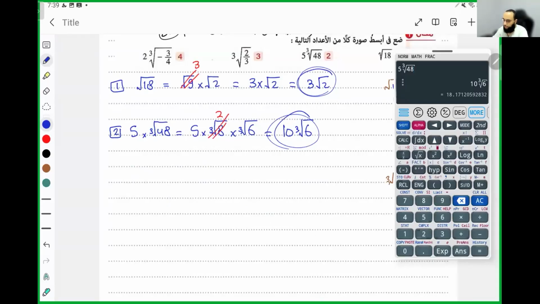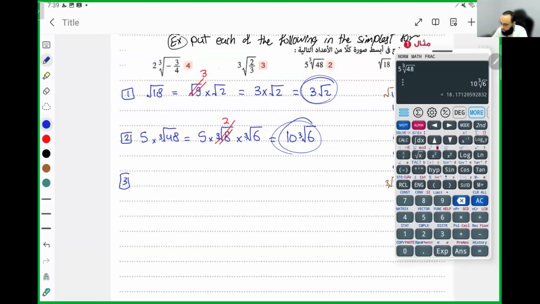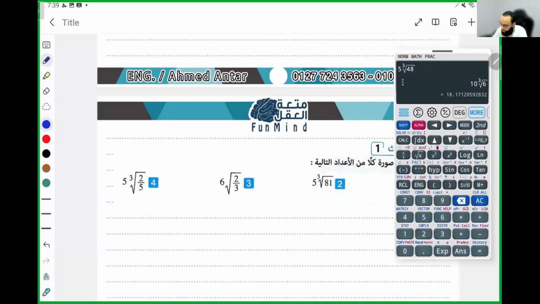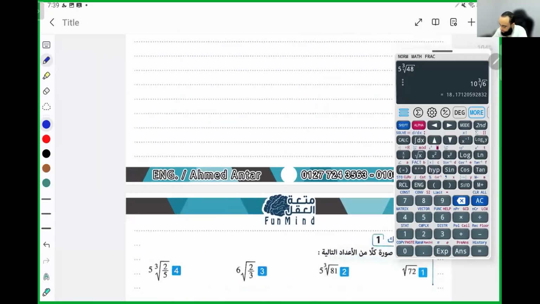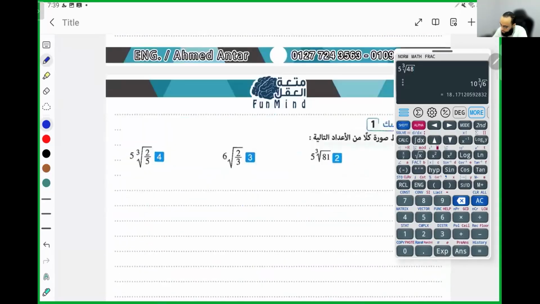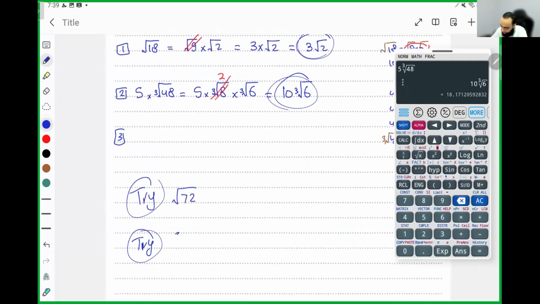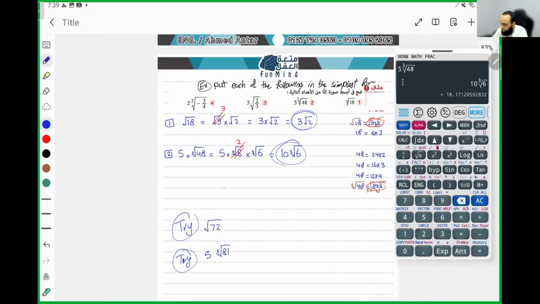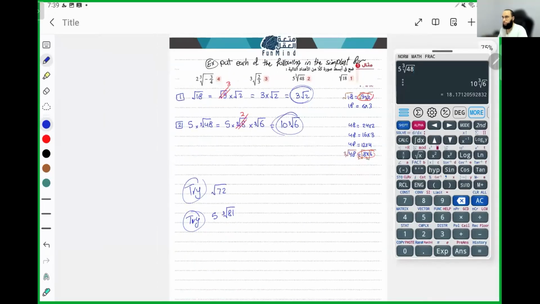I think we have to take a break for Al-Maghrib prayer. So I'll let you solve something like that. You can try this one, which is square root 72. Another try, which is 5 cubic root 81, I think. Do it like the previous. Do it like I did in the previous question, okay?